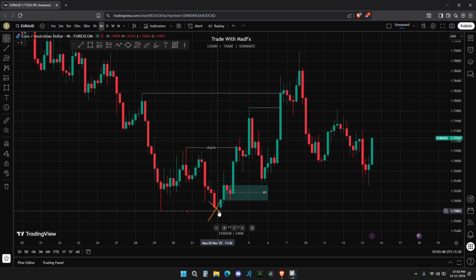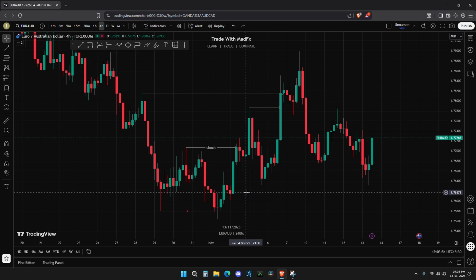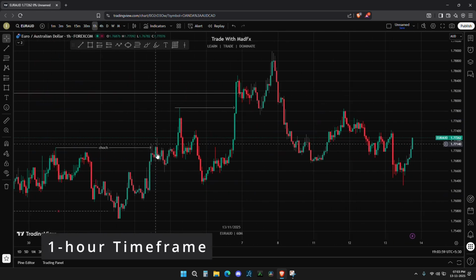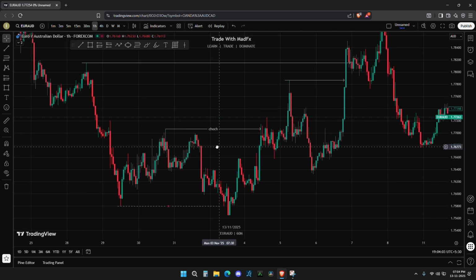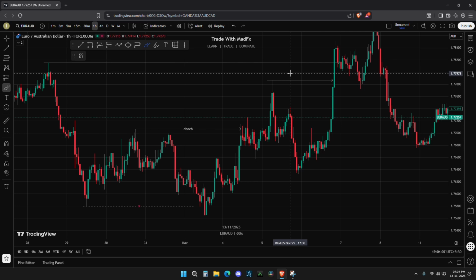Once you get comfortable with the 4-hour setups, you can move down to the 1-hour chart for more precision. It will give you tighter entries and potentially higher risk-to-reward setups. In this particular setup, I used the 1-hour chart for my entry. Let me show you how I did that. The targets will still be the same on this time frame.